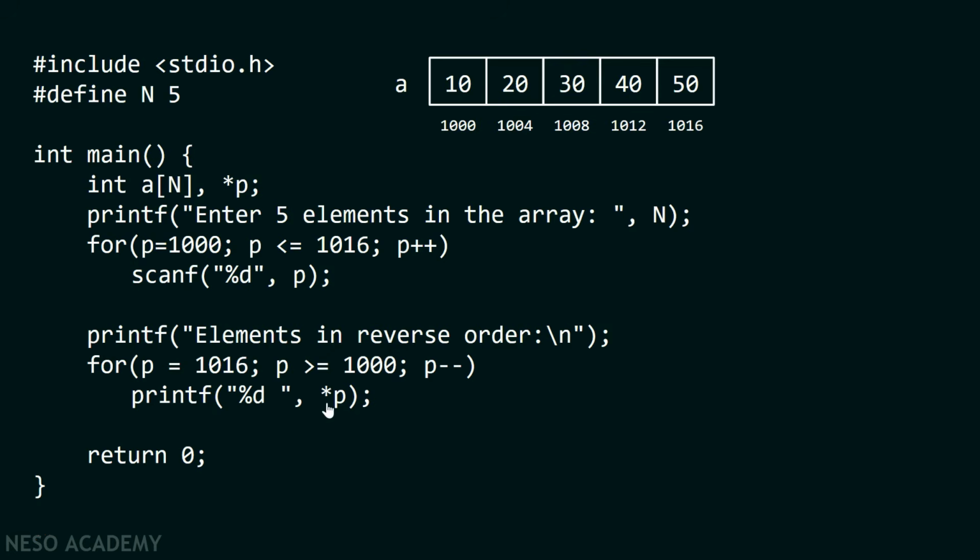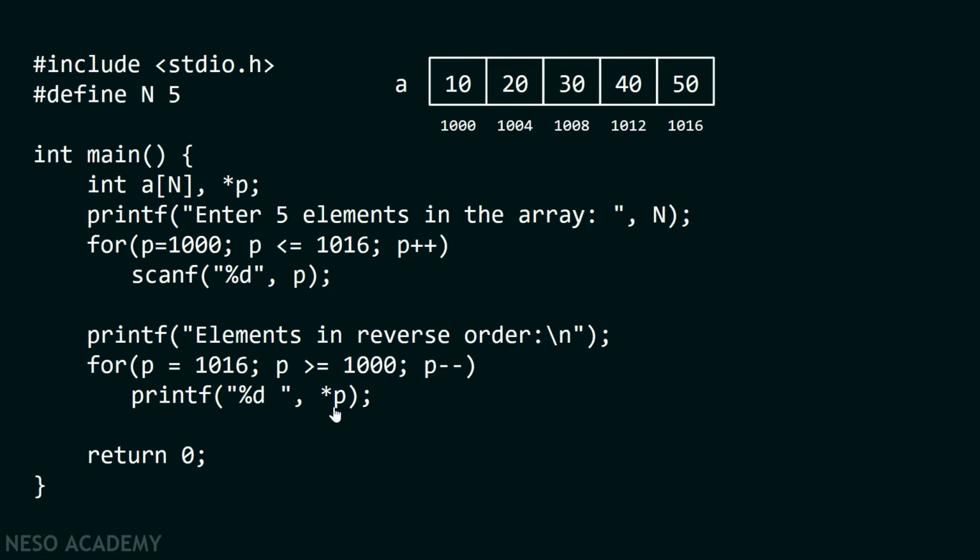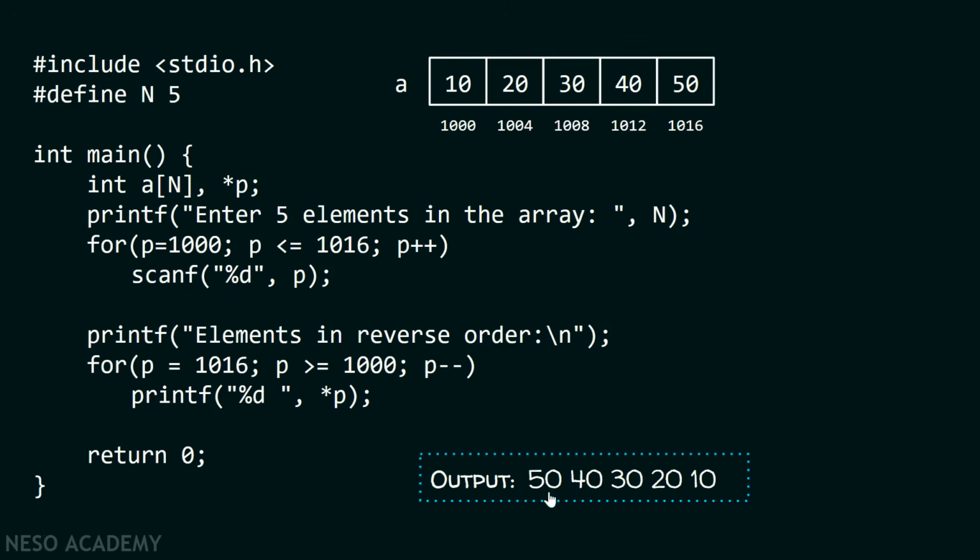With the help of *p, I can print the values. Here we cannot place p, we are not asking for the addresses. We are asking for the elements inside those addresses. That's why the dereference operator is required. At the end of this for loop, definitely the output will be 50, 40, 30, 20 and 10, right?